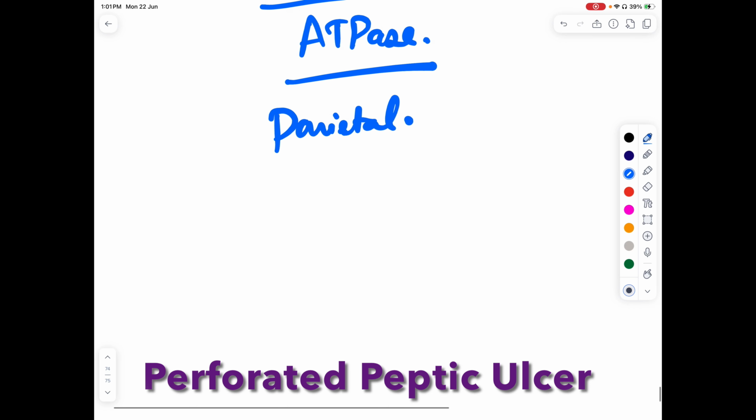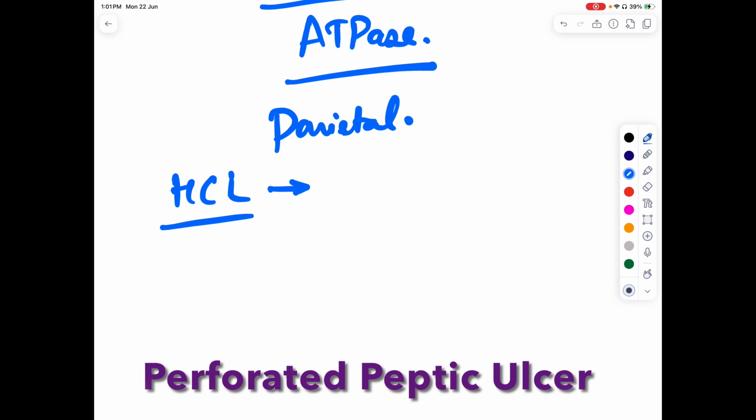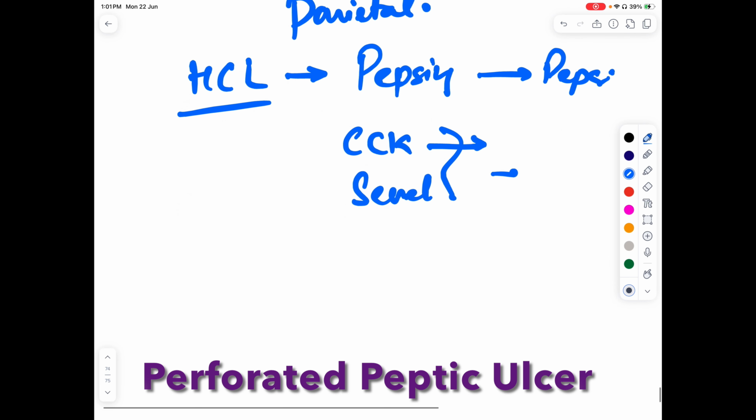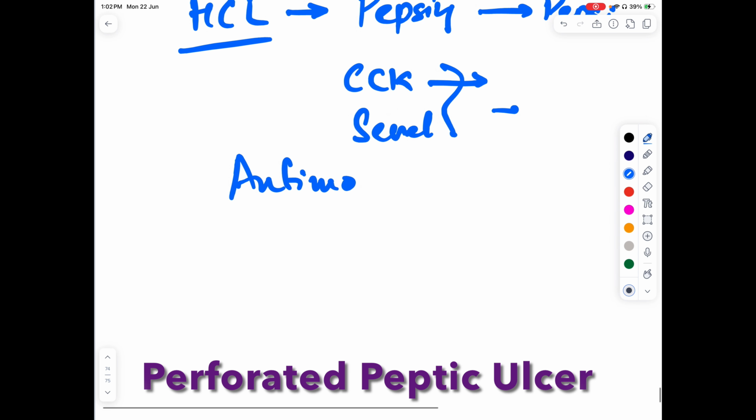What is the physiological action of HCl, hydrochloric acid? Why is it secreted in the stomach? It helps in digestion, in conversion of pepsinogen to pepsin and then protein digestion. It stimulates release of cholecystokinin and secretin. Then this leads to release of further secretions. It is antimicrobial, so microbes are there. So acid is antimicrobial and aids absorption of calcium.